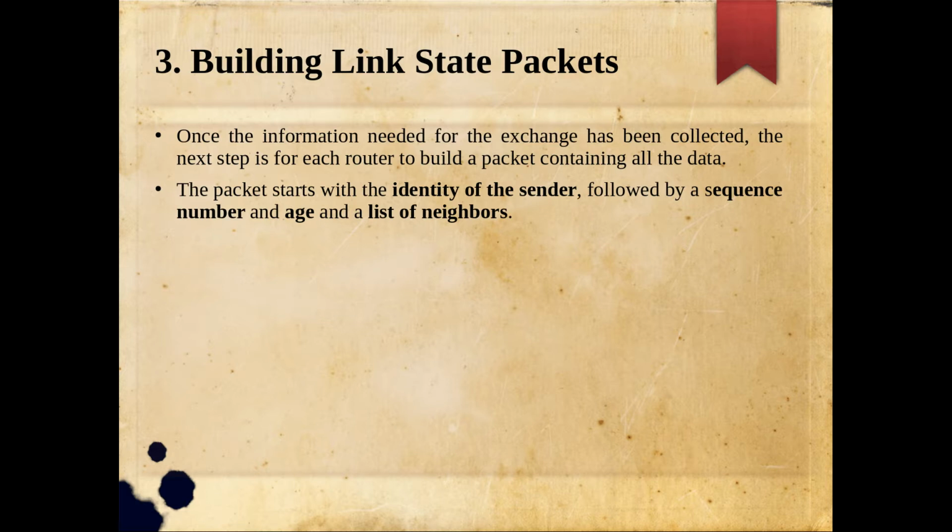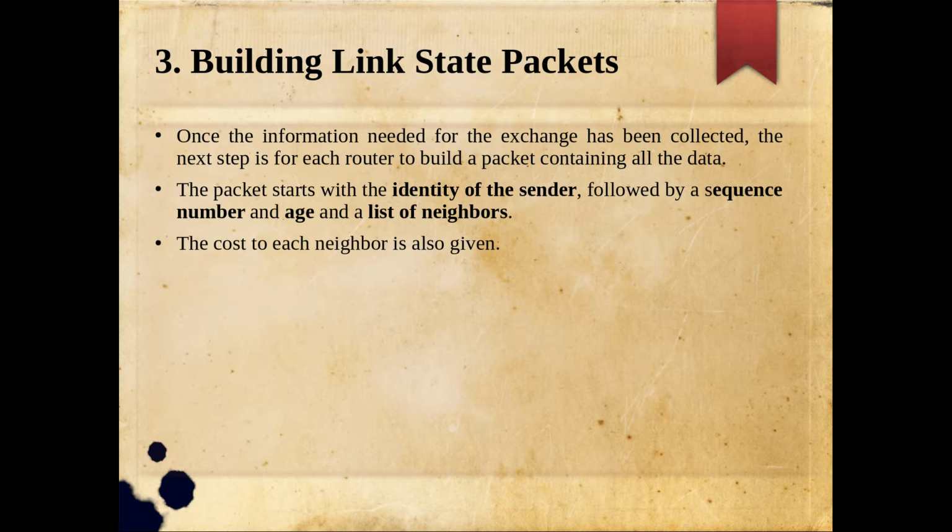For the time being you can understand that's the name of the sender. IP address, what it is we will see, followed by the sequence number, a unique number attached, and age, of course we will see what this age information is later on, and a list of neighbors of this particular router. This is what is needed for us.